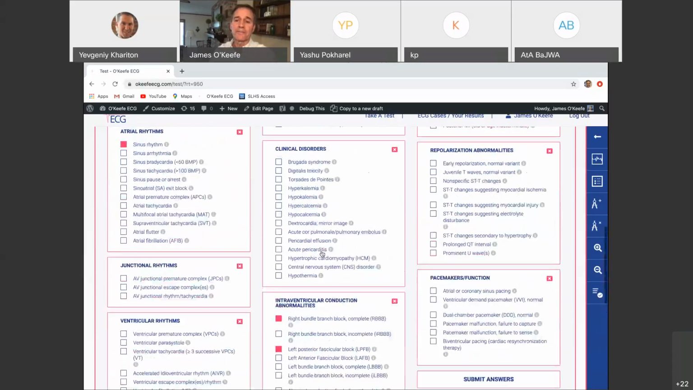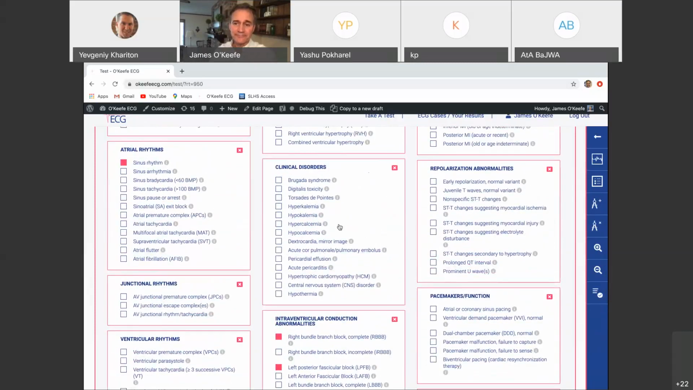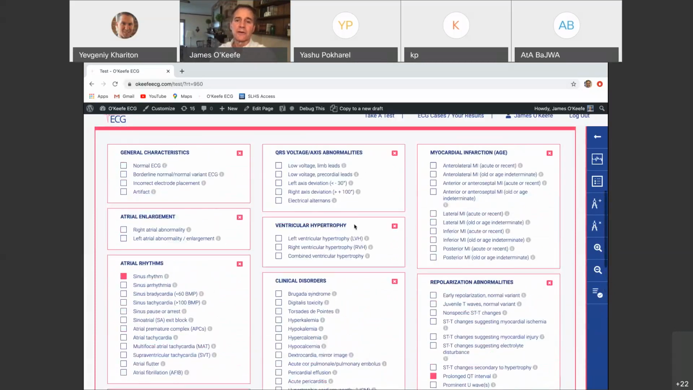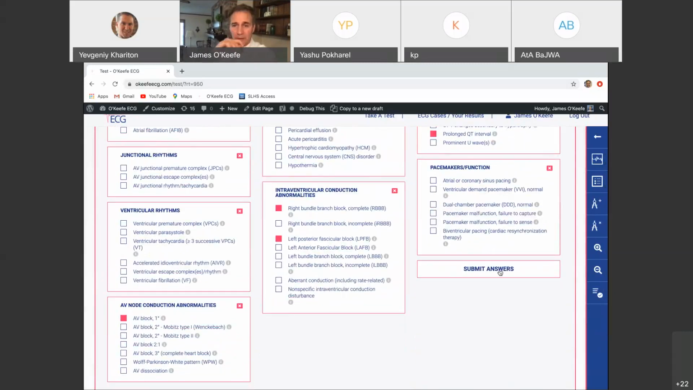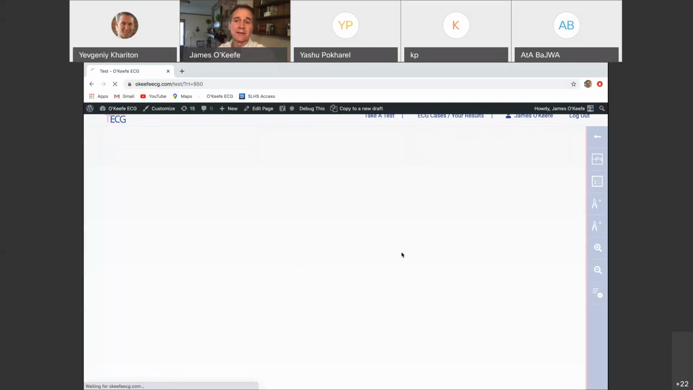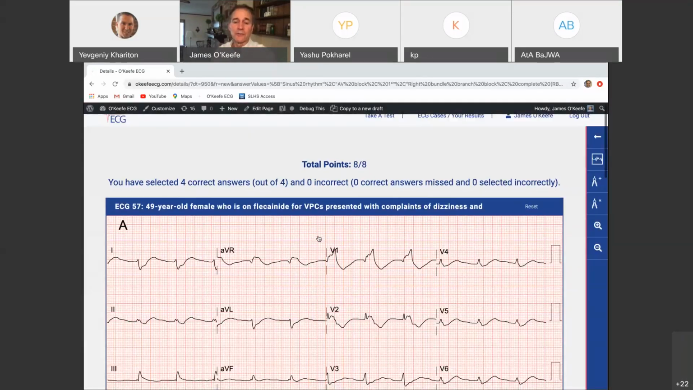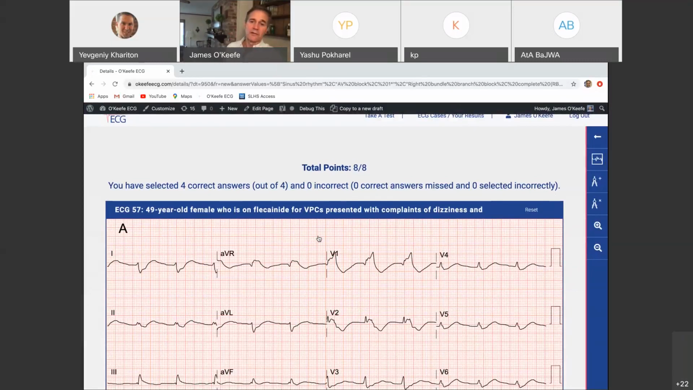So I don't know what you'd call those ST-T changes, but you definitely call it prolonged QT interval. And I guess that's about it, right? So this lady did, in fact, have a very toxic flecainide level that normalized. And her ECG completely normalized. All these conduction defects went away.